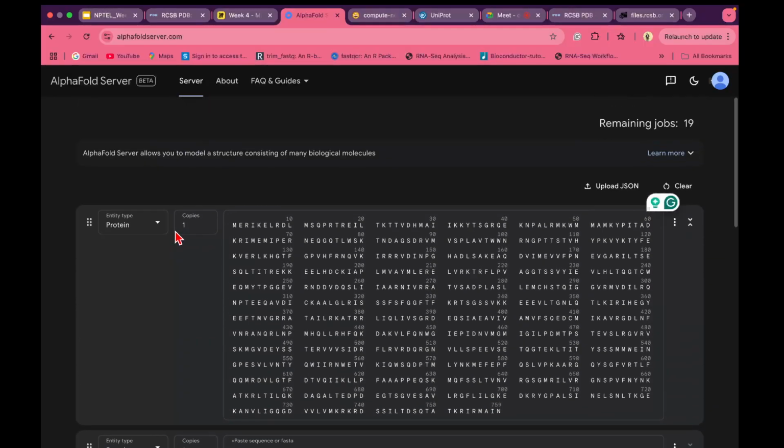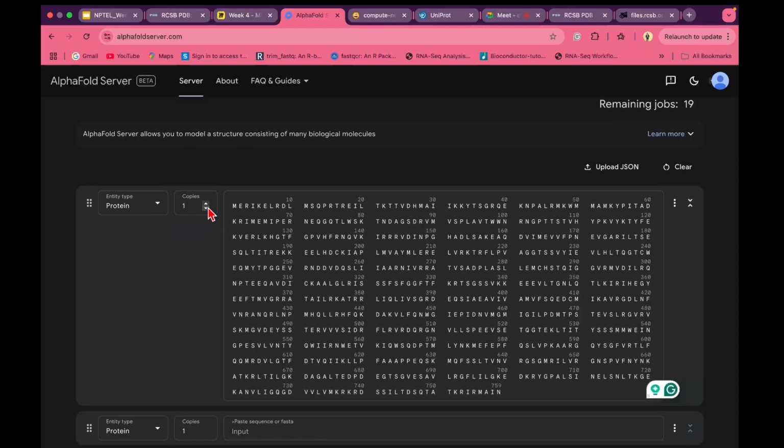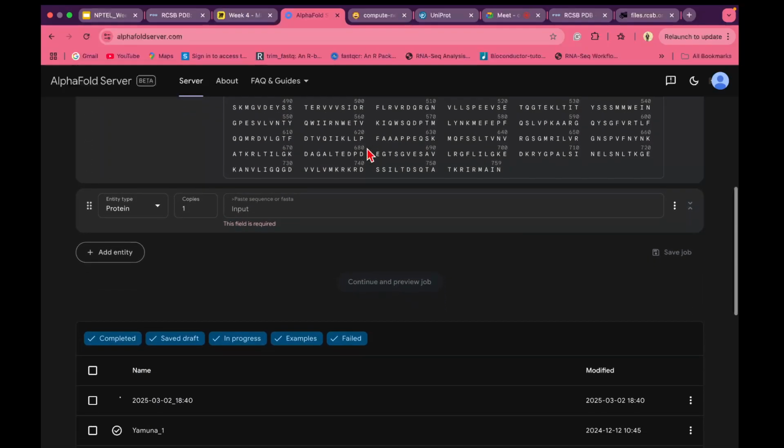Someone is having a question. What does this copy mean? See, if I click on copy, the number will increase. If you want only a single copy of this protein, one chain will be built. If I increase the copy, a homodimer of this will be built in the final structure. If we do this, a homotrimer will be built. We will do that in the next demo sessions and see.